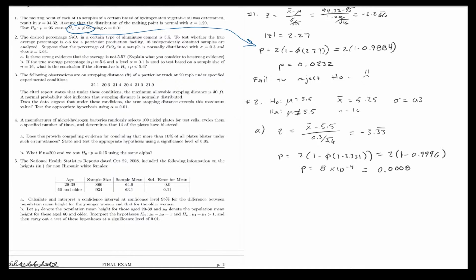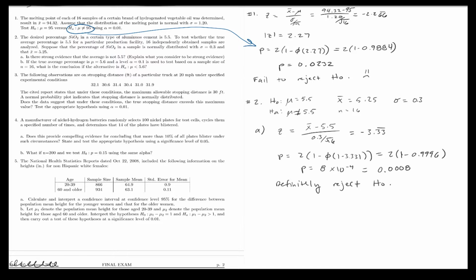Yeah, we're definitely rejecting the idea that mu is 5.5. So definitely reject H0. I would say anything less than like 1% is pretty low.